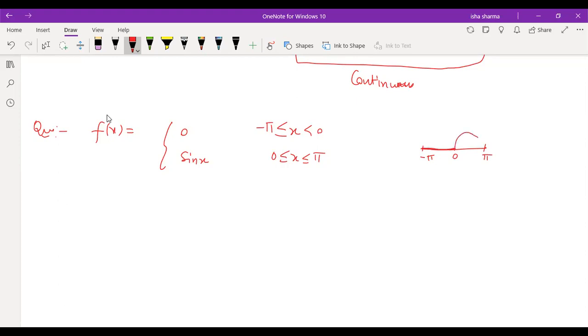So it is this kind of function, and after that it starts replicating its behavior. It's given to be periodic. So from minus pi to pi they have given you the function, and after that it repeats its graph.